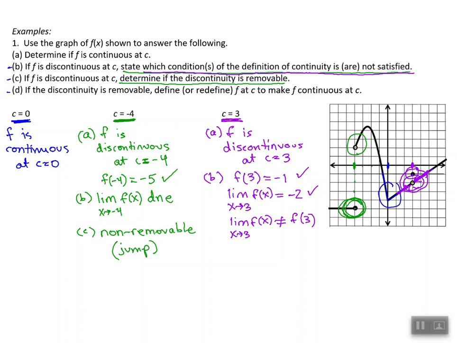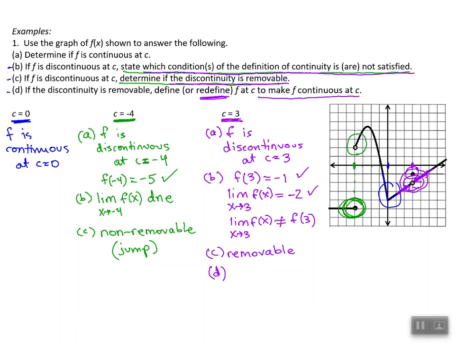Now we need to determine if the discontinuity is removable. And in fact, yes it is. I can simply fill in this hole with the proper function value and it will make the function continuous. I'm going to undo that so our graph isn't messed up. But it is removable. Therefore, I will be able to redefine the function to make f continuous at c.